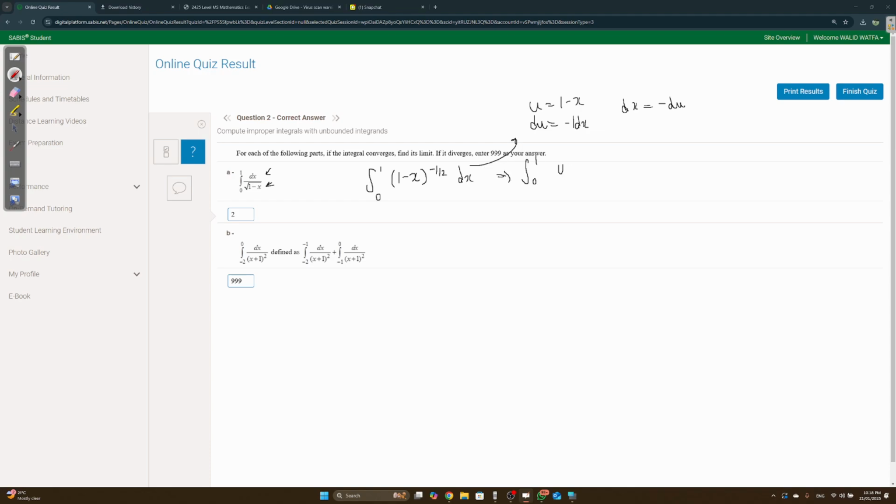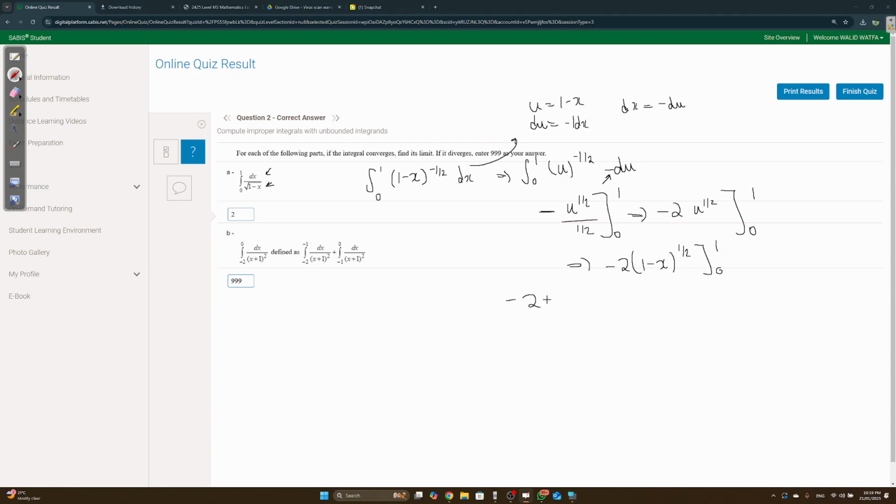So the integral from 0 to 1 of u to the power of negative half, negative du. To make my life easier, I'm just going to take this negative outside. Integrate u to the power of negative half. You're going to get u to the power of half over half, so negative 2 u to the power of half, because when you divide by half, it's like taking the 2 up. Between 0 and 1. Remember we said u is 1 minus x, so it's negative 2 times 1 minus x to the power of half, between 0 and 1.